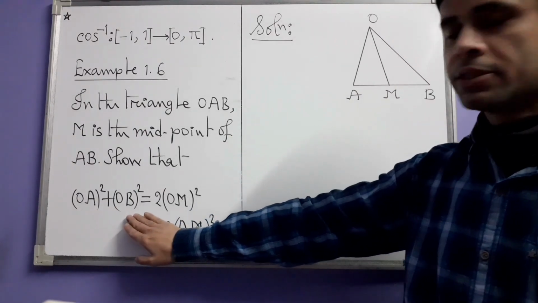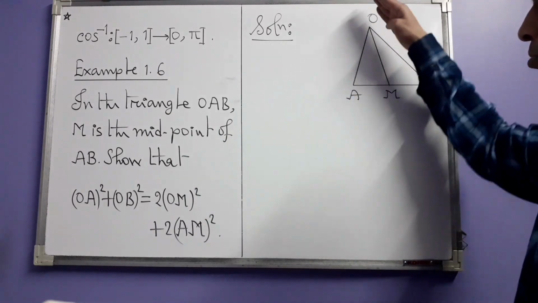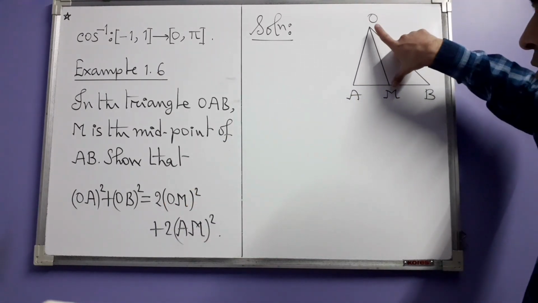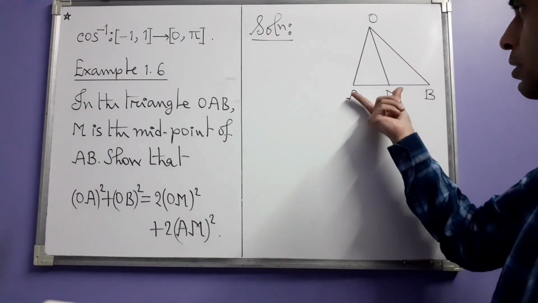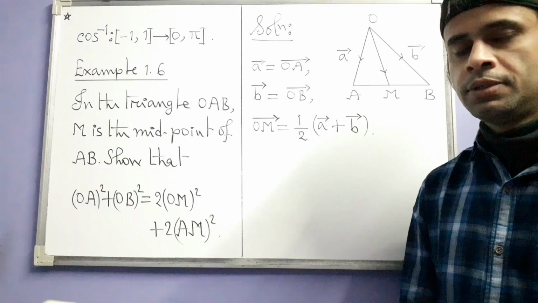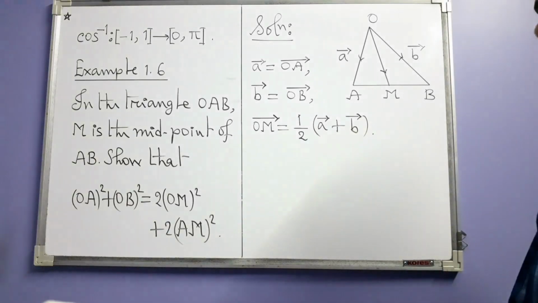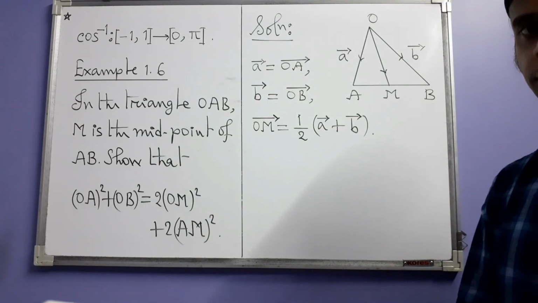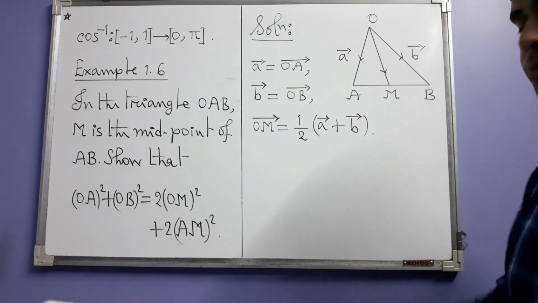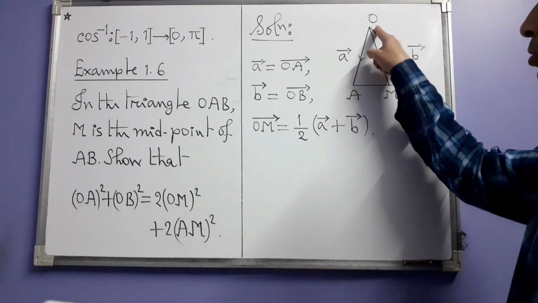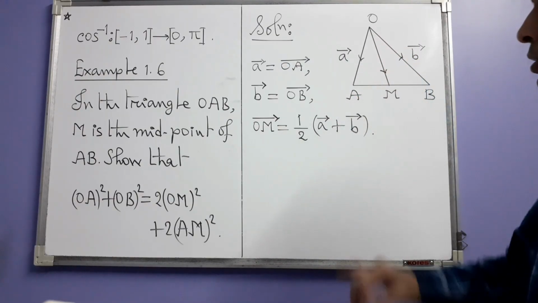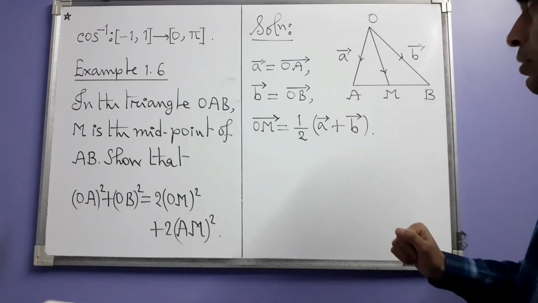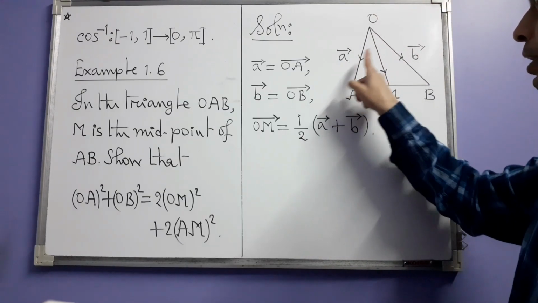OA squared plus OB squared should be equal to 2 times OM squared plus 2 times AM squared. Now what we do, we consider vectors, position vectors of the vertices A and B relative to O as the origin. That means this vector OA and this one OB. Let's call this one A and this one B.